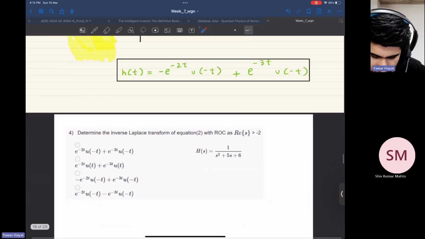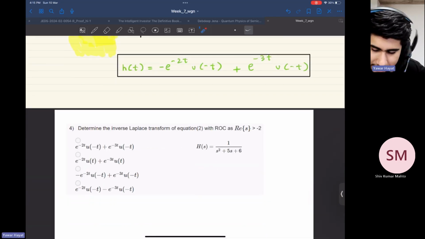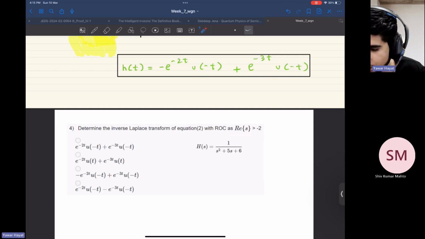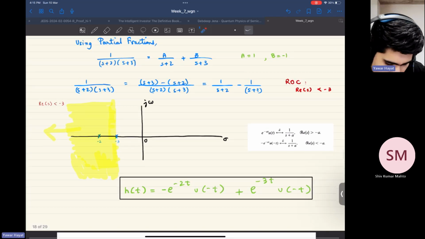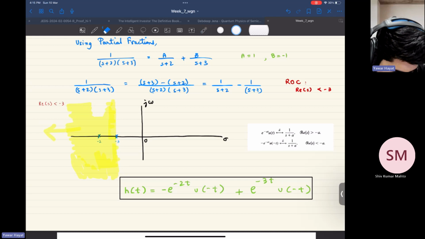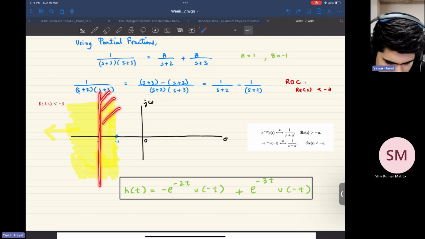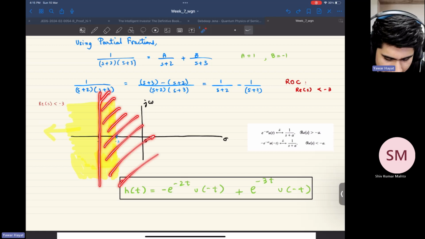Now let's have another question in which we have the same transfer function. The only thing is that the ROC now is greater than minus 2, right? ROC now is greater than minus 2. So this is my minus 2. ROC is greater than this, all the way to infinity.